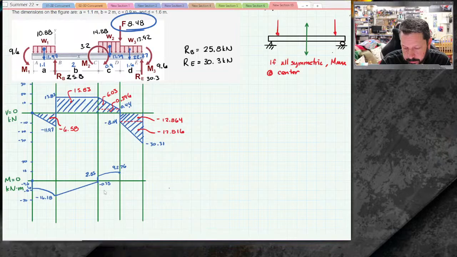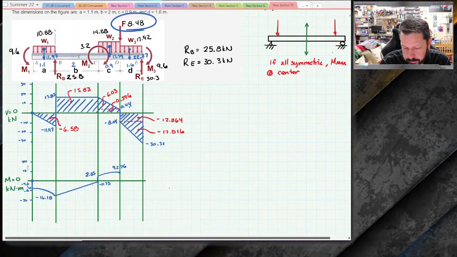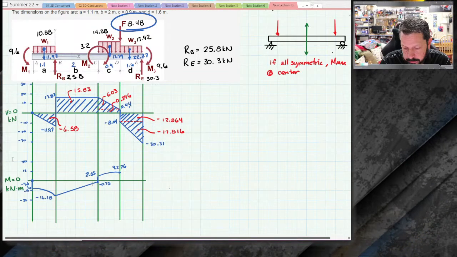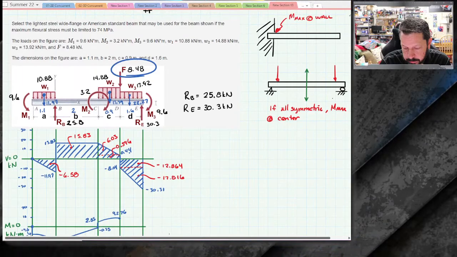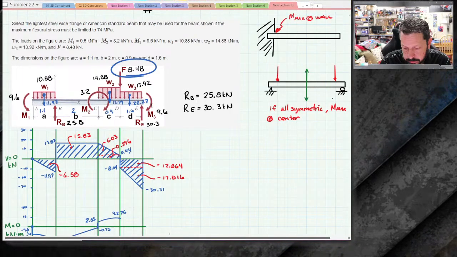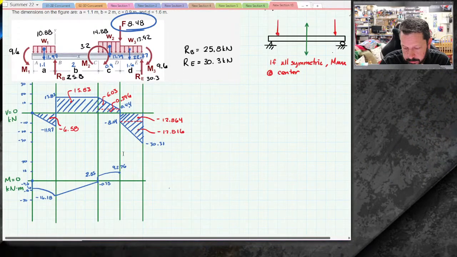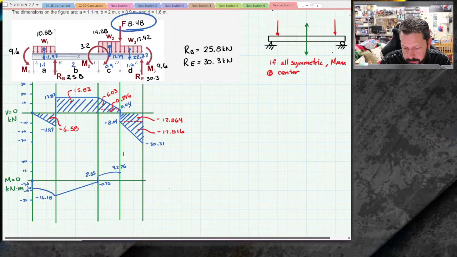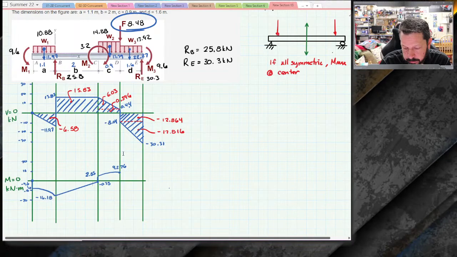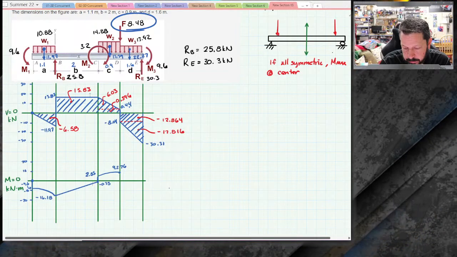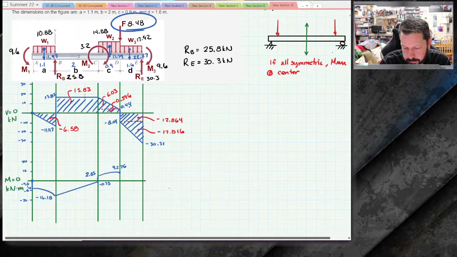But what's the moment at 3? Oh, something's still giving us problems here. Where is it? 3.2. M3 is 9.6. Oh, wait a second. This 15.83 doesn't look right, does it?